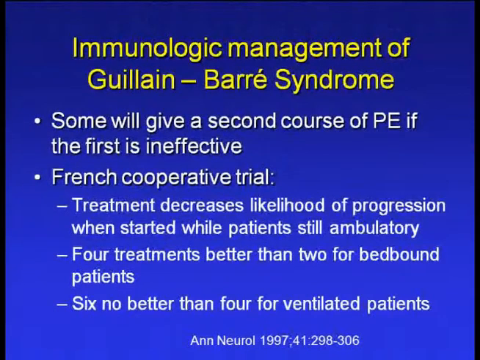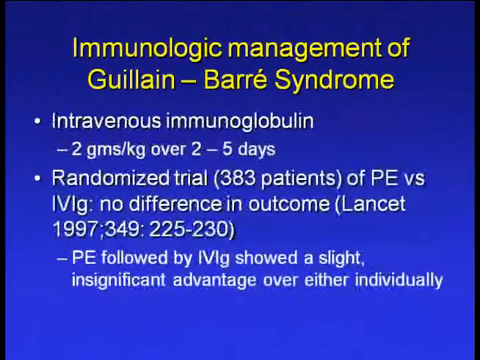A French cooperative trial started patients on therapy when they were still ambulatory. It didn't really matter how many they got, as long as they got a couple treatments, they were fine. If they got started when they were already bedbound, 4 treatments were better than 2. In the ventilated patients, 6 were no better than 4. So 5 treatments seems like a reasonable thing to do.